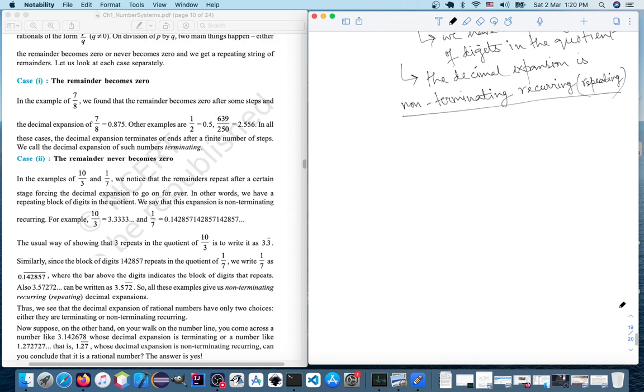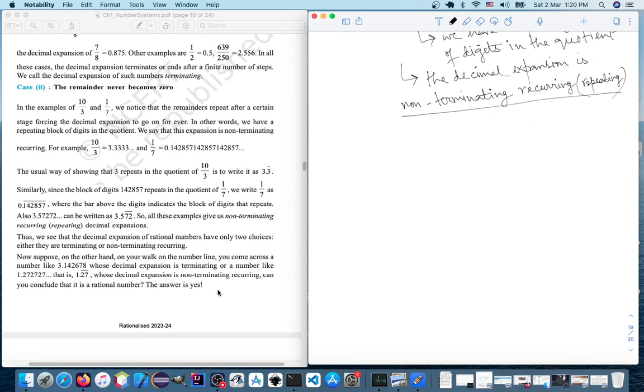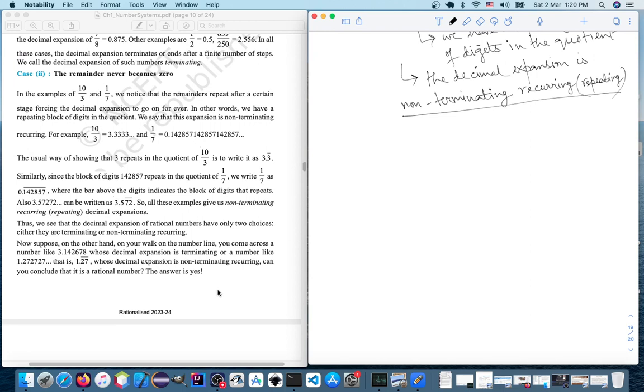Okay, now suppose on the other hand, on your walk on the number line, you come across a number like 3.142678 whose decimal expansion is terminating, or a number like 1.272727.